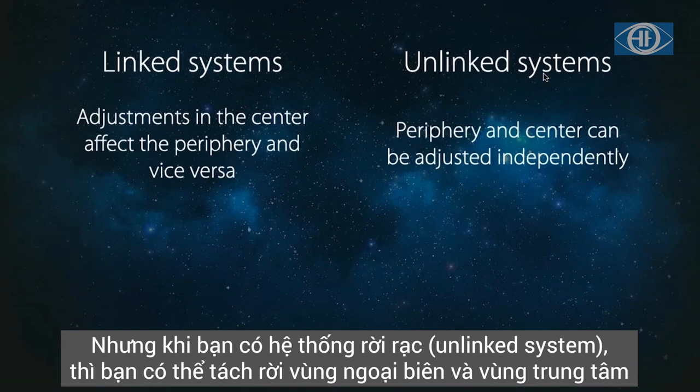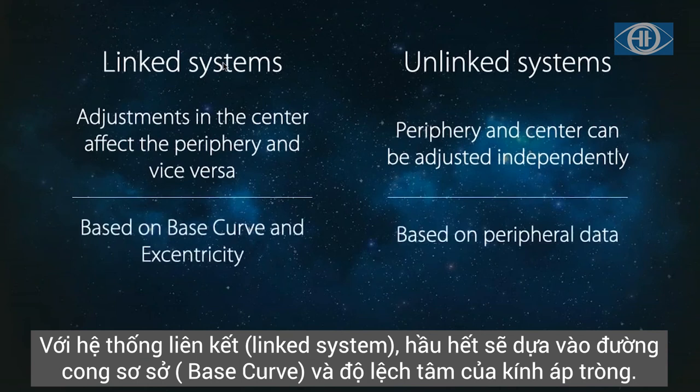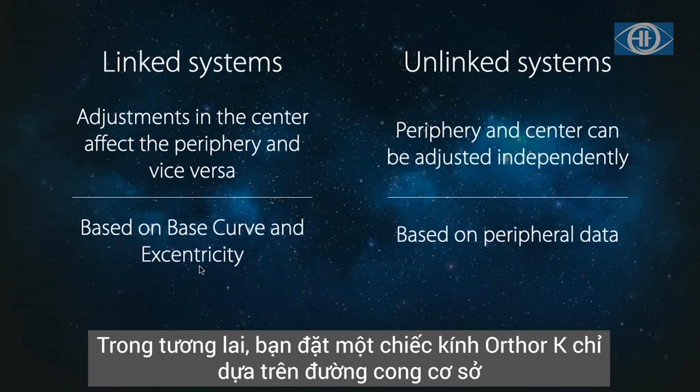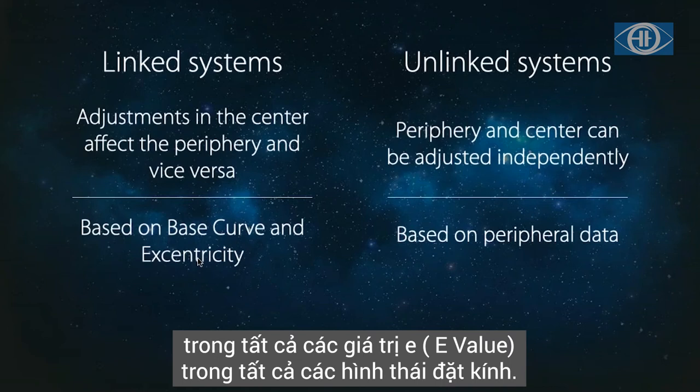When you have an unlinked system, we unlink the periphery and the optical zone, so we can adjust them independently. We can adjust this thing separately from that thing, so we have much more freedom. Linked systems are mostly based on base curves and eccentricity. So if tomorrow you fit a new Ortho K lens based on base curves, with all respect, you're working with a kind of linked system. If you work with a lens on eccentricity, and I'm not a big fan of E-values at all from a fitting perspective.